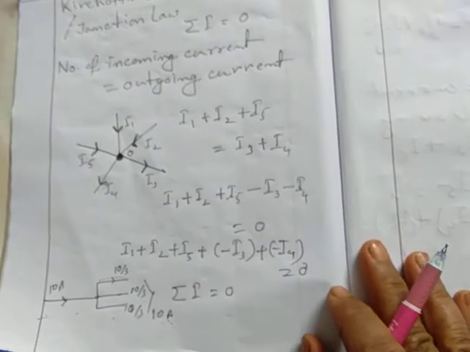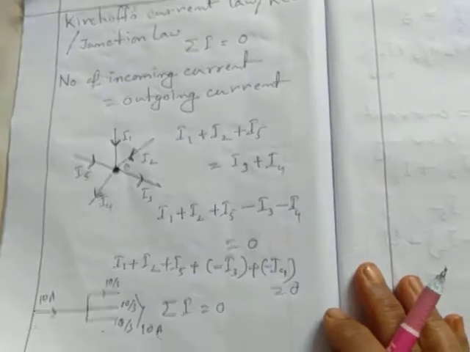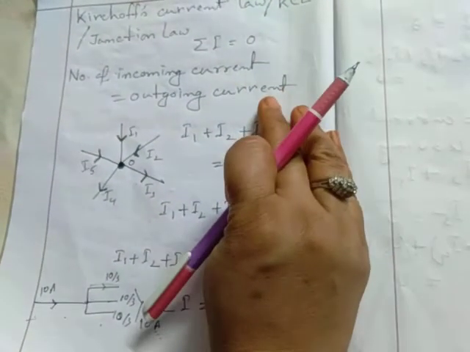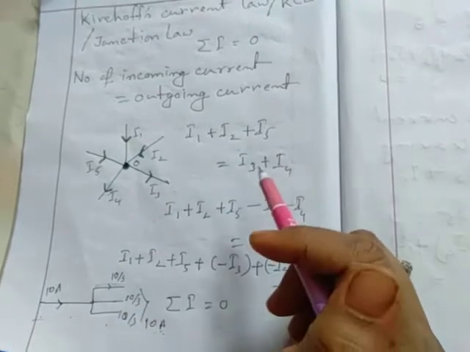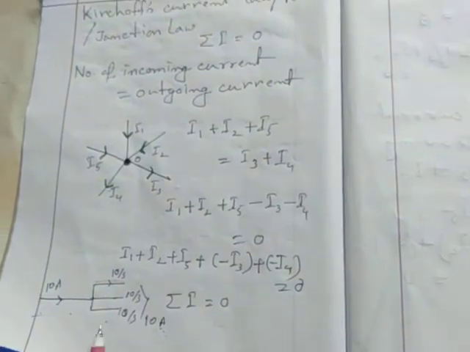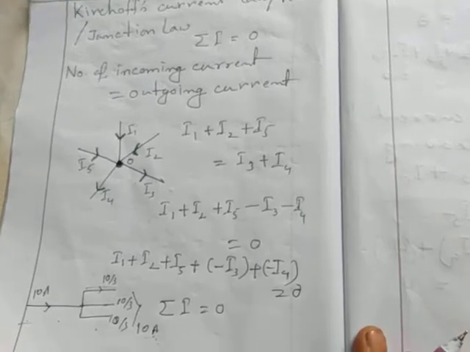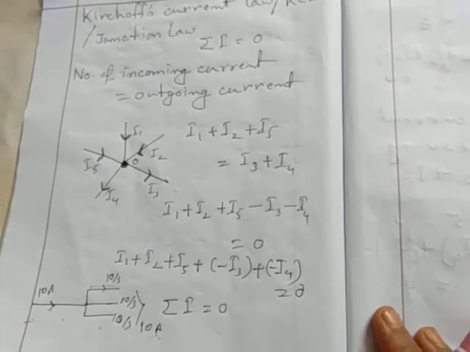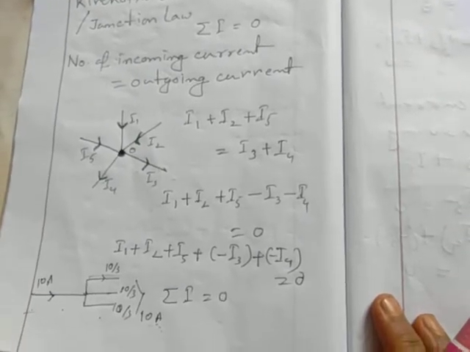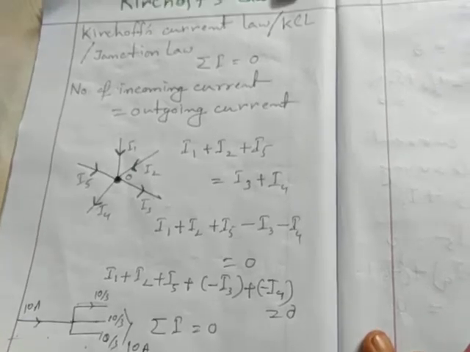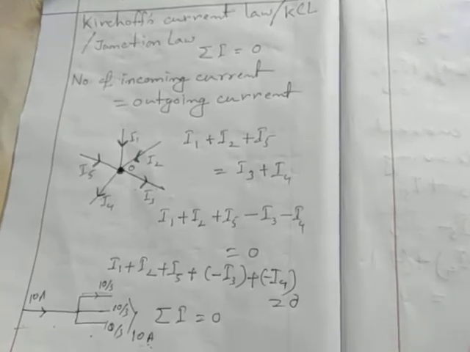You have to remember one thing: Kirchoff's current law follows conservation of charge. Conservation of charge means charge is neither created nor destroyed, only transferred from one body to another body. Current is produced due to the motion of charge. We cannot produce charge. The whole charge in the universe is conserved.